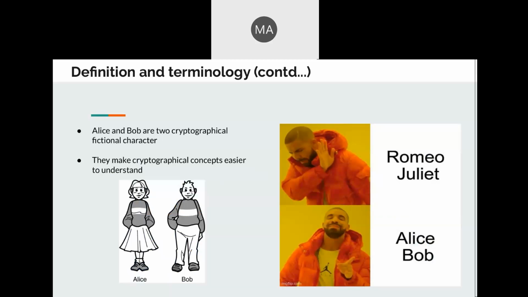So before proceeding, I guess all of you must be familiar with Alice and Bob. These are two fictional characters. Cryptographers love to describe any concept, whether it is a design, some kind of attack or analysis, or to describe the probable security, anything. They always take help from Alice and Bob.